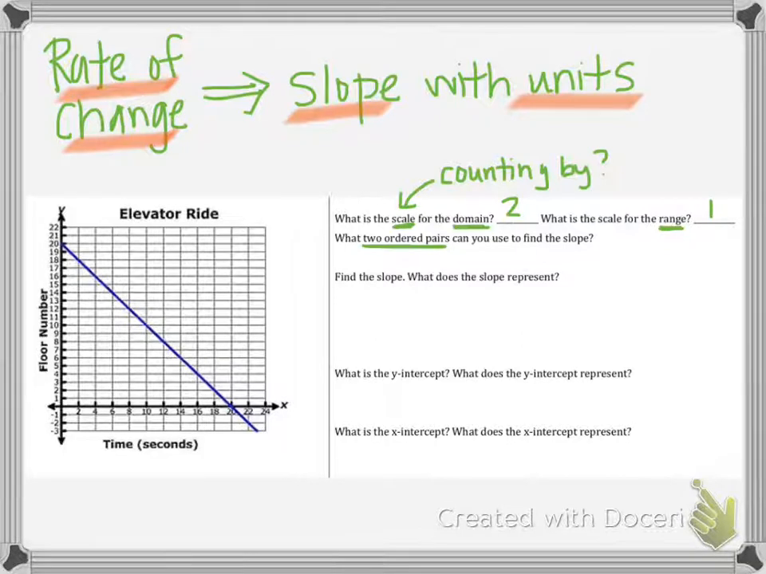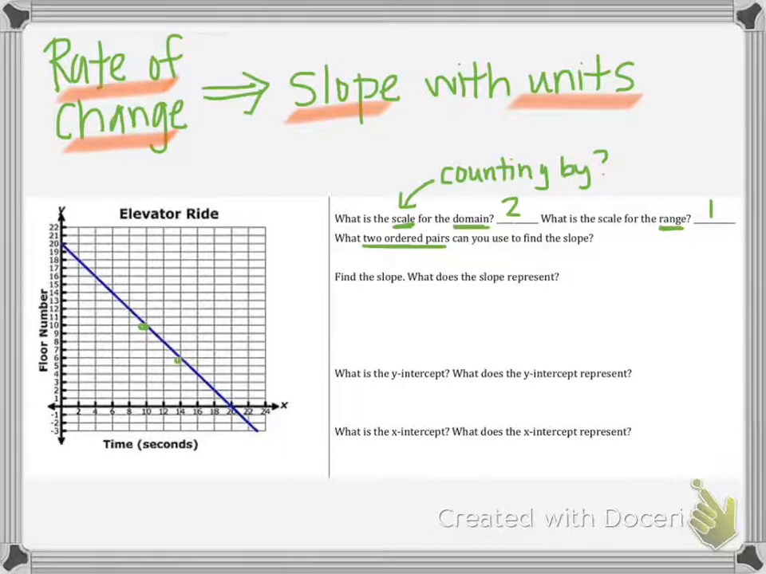So remember when you choose ordered pairs to find the slope, if you don't already have points kind of located for you, you want to choose some points on your line that are at intersections. So like this would be a good point. Let's see, this would be a good point. There's a lot of them. This would be a good point. This would be a good point. There's a lot on here, but we just need to pick two.